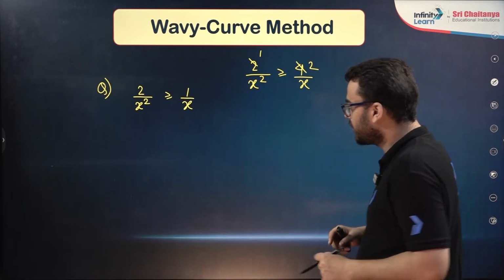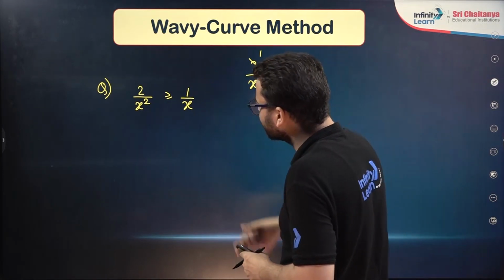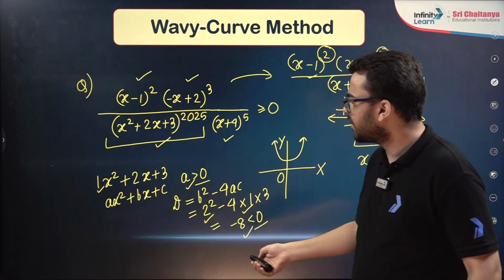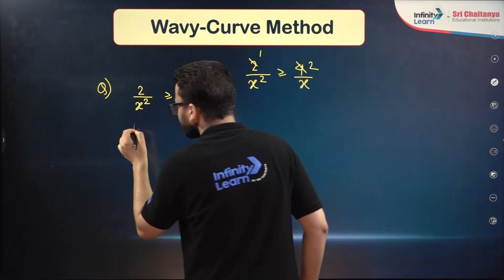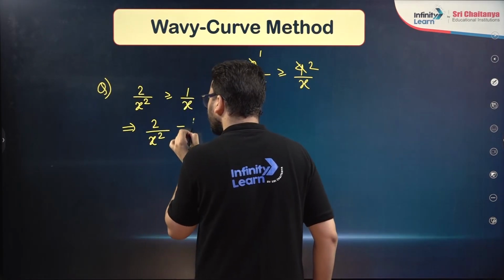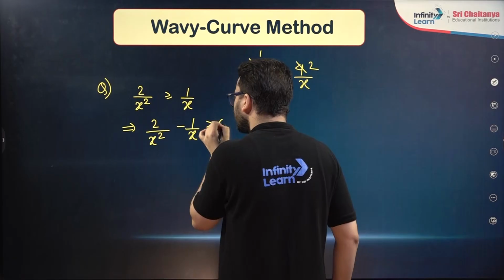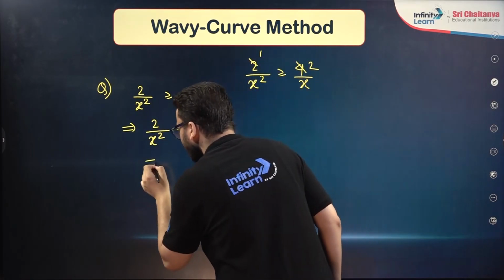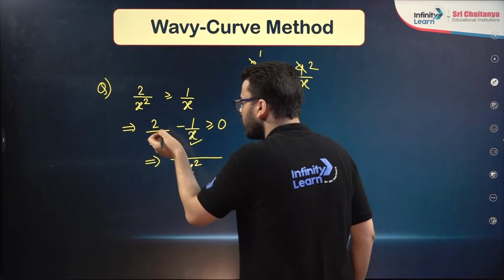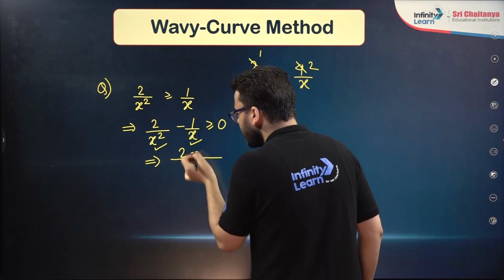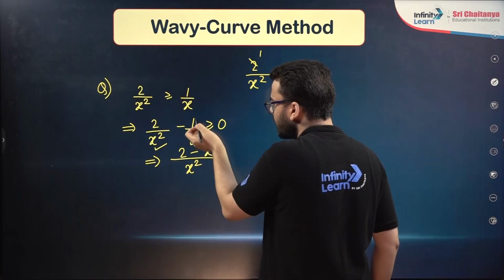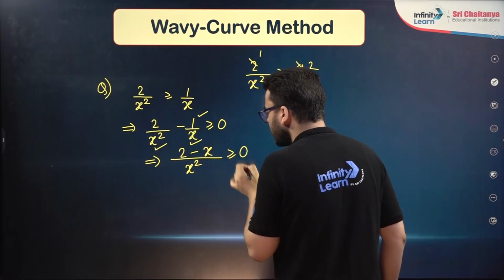So what you have to do, first thing is make sure that everything on the right hand side is 0. I did write that as well. RHS is equal to 0, right? So just take it in the RHS, that's it. You don't have to bother about anything now. So just take it in the RHS, 2 by x squared minus 1 by x greater than equal to 0. Now you can just take the LCM and simplify. LCM of these two will be x square only. Now what will you get over here? 2 minus x, because x square by x is x, multiplied to the numerator, greater than equal to 0.